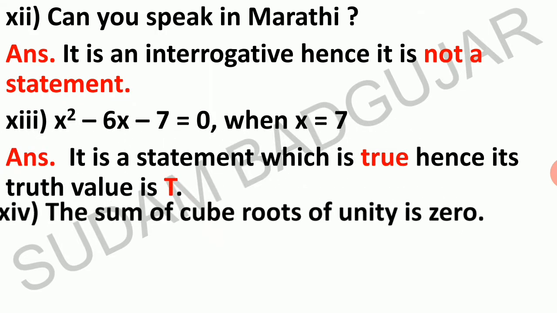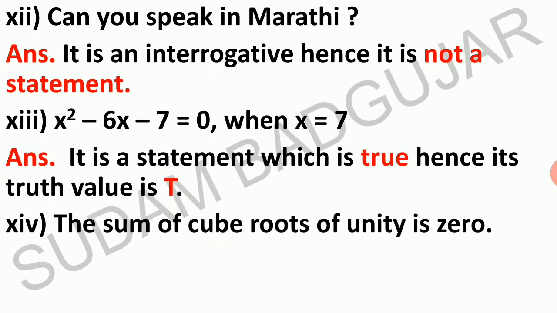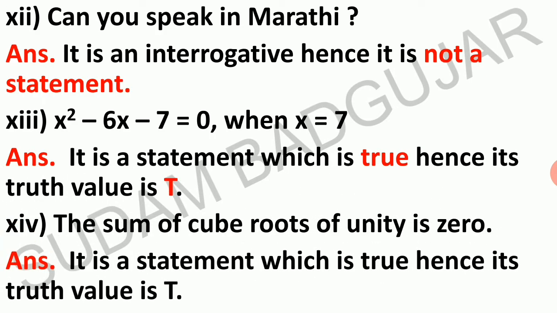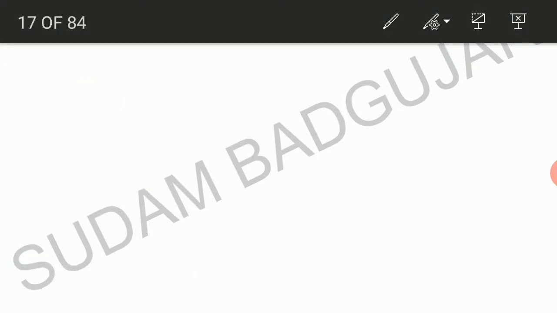Now next one is, the sum of cube roots of unity is 0. It is a statement and its truth value is true, that is capital T. You know omega is a cube root of unity, then its roots are 1, omega, omega square and their addition is 0. 1 plus omega plus omega square is 0 and that is true.